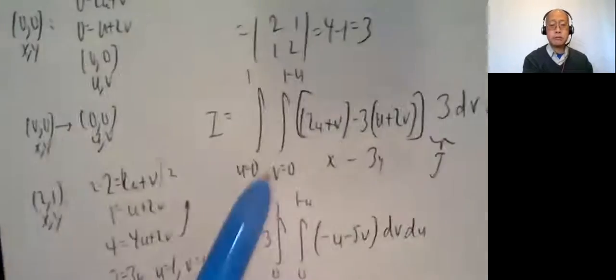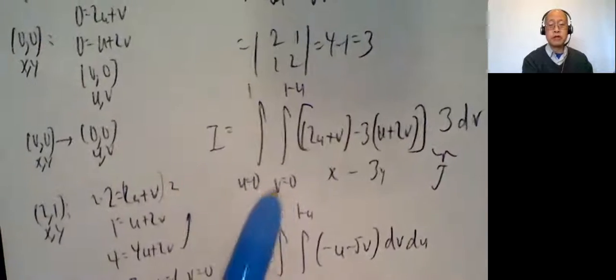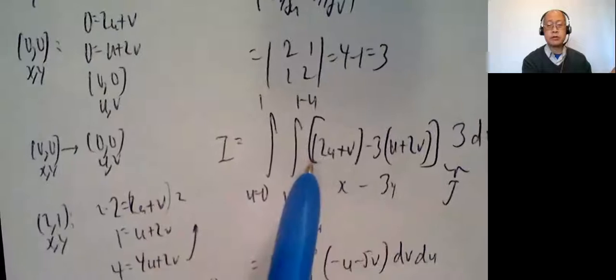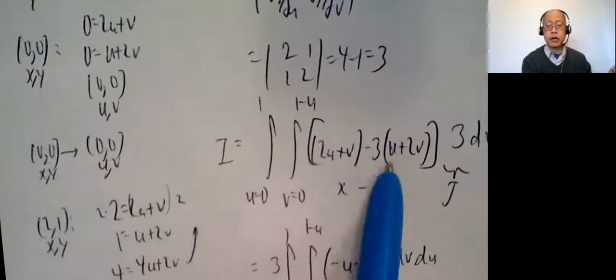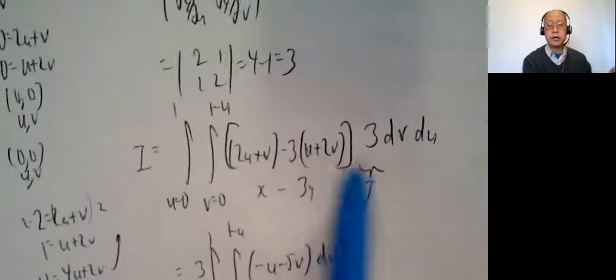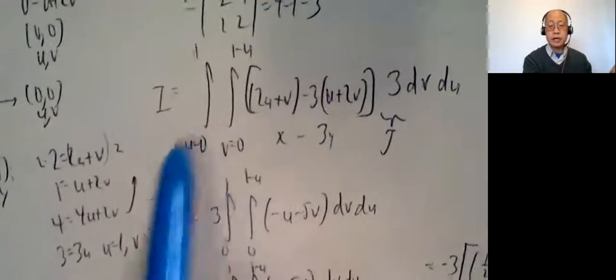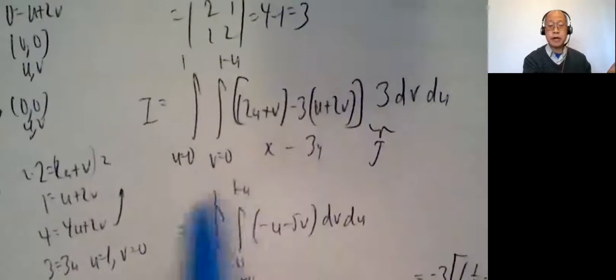So it should be the integral as u goes from 0 to 1, v goes from 0 to 1 minus u of x minus 3y. There's x, 2u plus v, minus 3 times y, u plus 2v, times the Jacobian, dv, du. Okay, so this is still correct. I took the Jacobian 3 out.